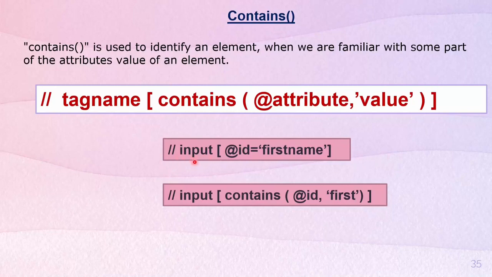Two slashes, the tag name, @ID and the value. Like over here you can see 2 slashes, input, @ID, and the value that I have written is the first name. Now what if you want to use the contains method? When we are using the contains method, we will write @ID, first. That is only the partial text I will write in contains method. I don't need to write the full text. So this is a feature of contains.